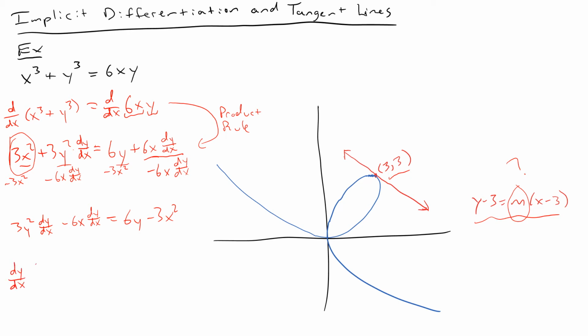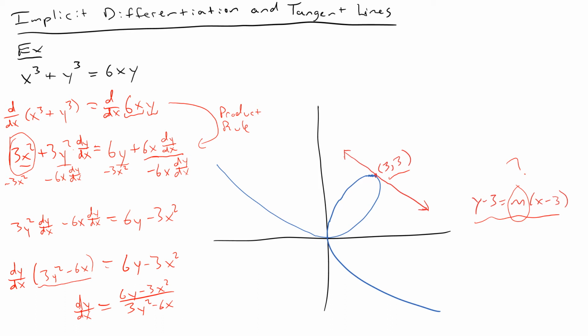Factoring out the dy/dx, what I'm left with inside the parentheses is 3y squared minus 6x. The right-hand side is still 6y minus 3x squared. And then finally, I have dy/dx multiplied by 3y squared minus 6x, so I'll just divide that off from both sides of the equation to get dy/dx all by itself. And I get dy/dx equals (6y minus 3x squared) divided by (3y squared minus 6x).